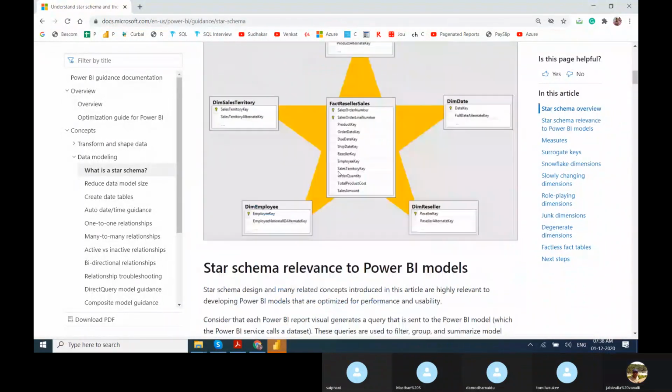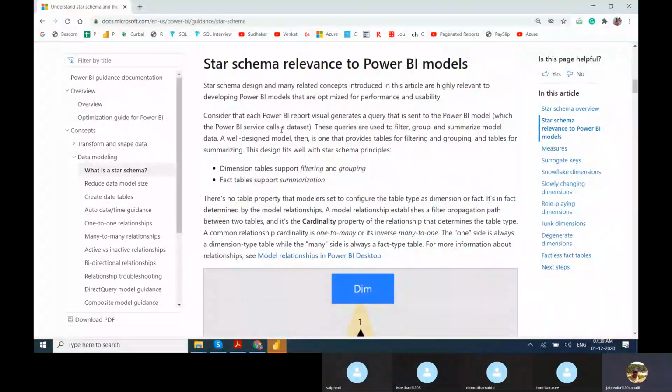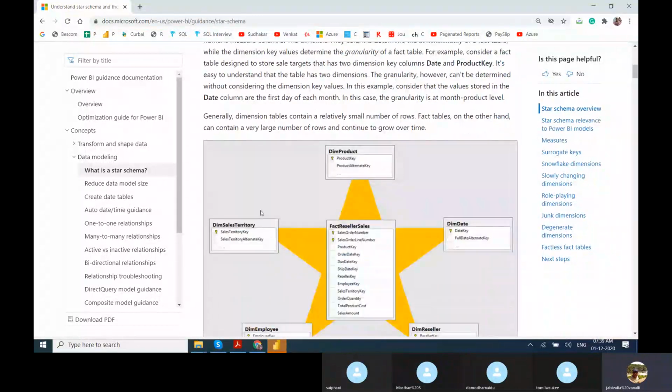So here dimension tables are there, right? This dimension table supports filtering and grouping. Why use them in Power BI? Dimension tables are used for filtering and grouping. We can group the columns. For example, we can take one column from one dimension table and one column from another dimension table, group these two dimensions, and calculate based on the fact table. We'll club with the fact table and we'll calculate.